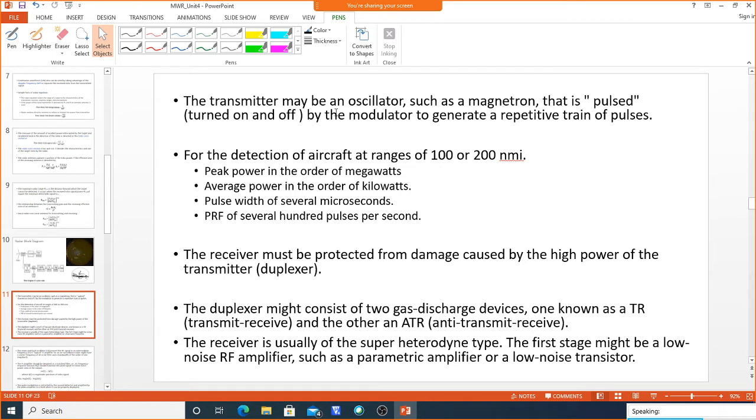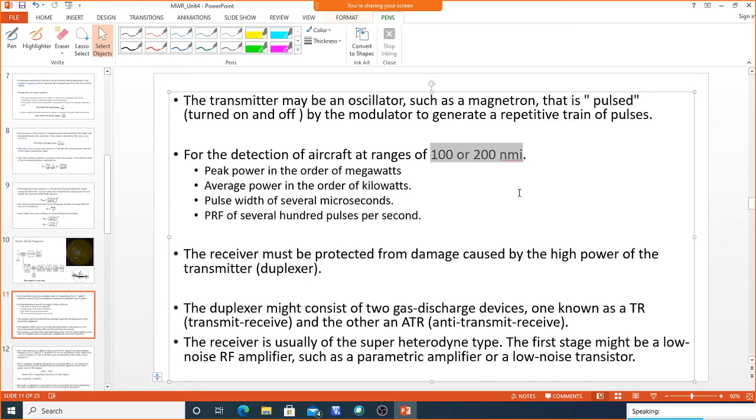The transmitter will be an oscillator like a magnetron, which is turned on and off to generate modulated repetitive pulses. For the detection of aircraft in the range of 100 to 200 nautical miles, we need a peak power in the order of megawatts, average power in terms of kilowatts, pulse width of several microseconds, and a pulse repetition frequency of several hundred pulses per second.